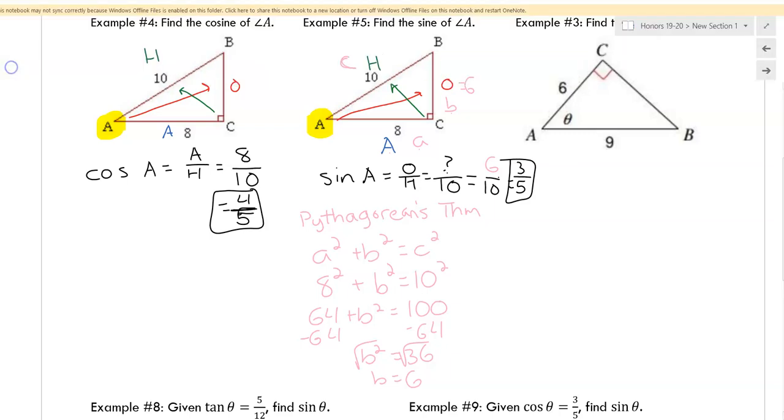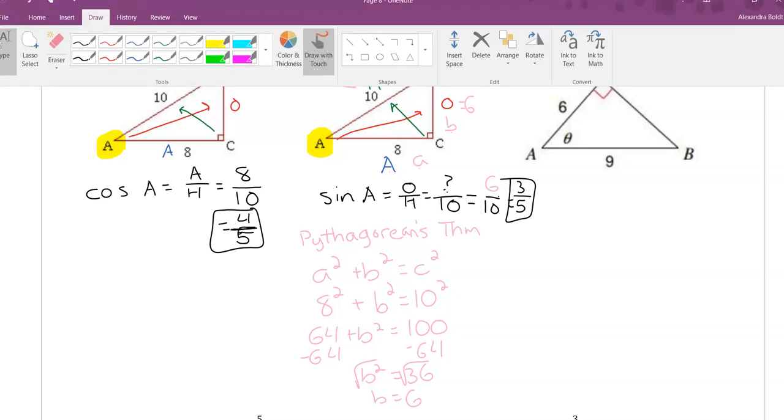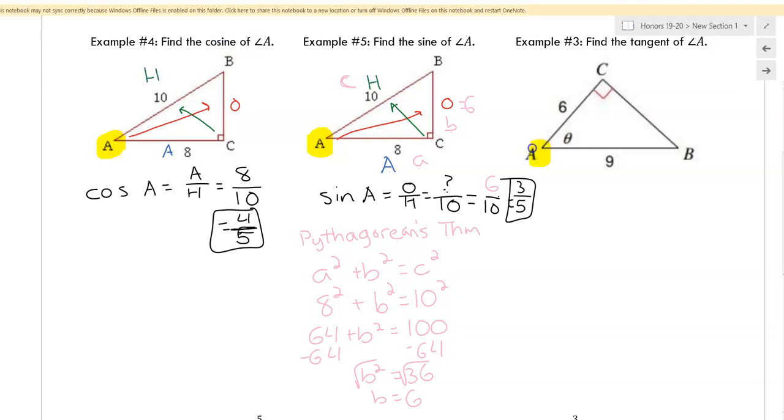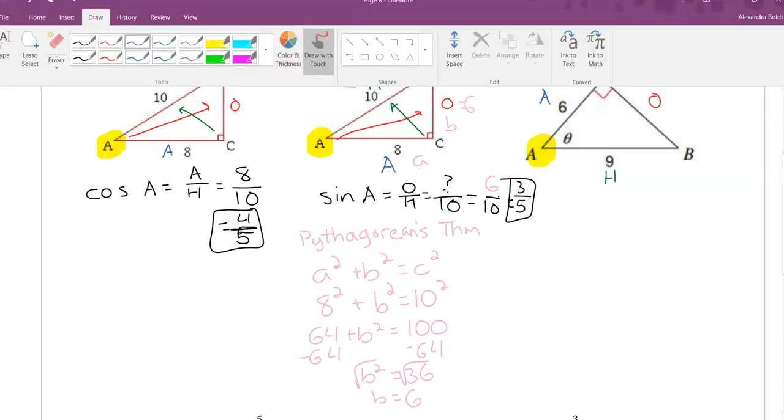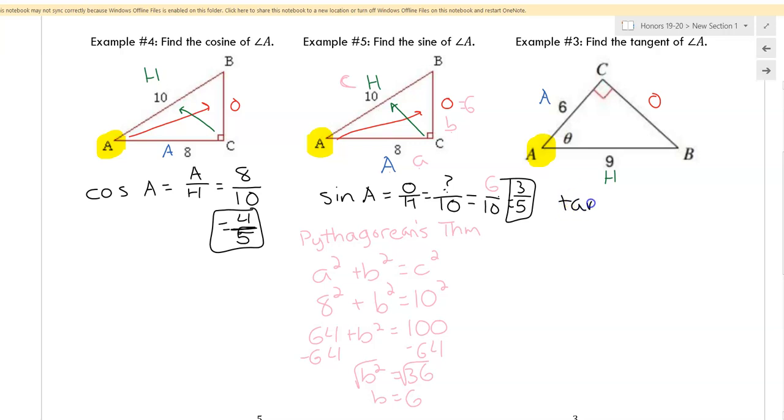Here we are finding the tangent of angle A. So again, now here's my A. So my right angle is here, so 9 is my hypotenuse. My opposite side. And then my adjacent side. Okay. So again, tangent of A, tangent is O over A, right? Again, I don't know what my opposite side is, but I know my adjacent side is 6. So let's set up our Pythagorean theorem.